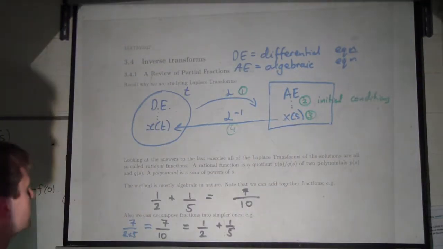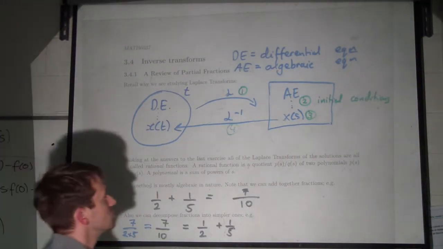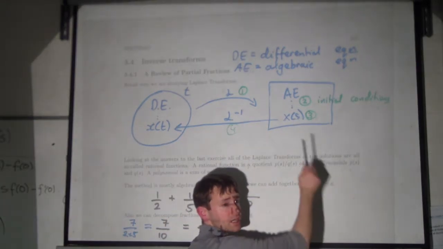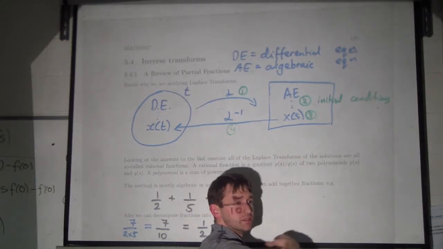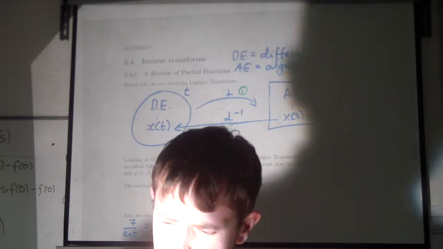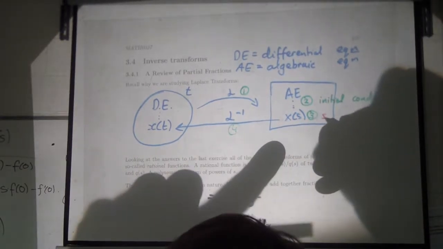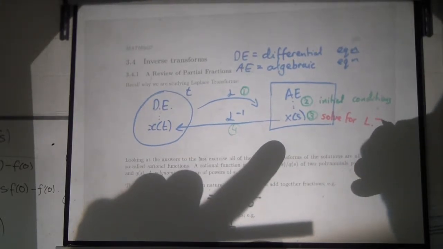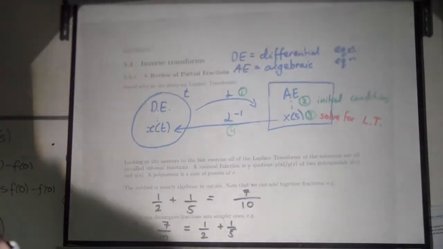Okay. So step 1 is taking the Laplace transform, step 2 is doing initial conditions, we'll see that in the question, and step 3 is solve for the Laplace transform of the solution. I'll just write it there. Now this is page 105. Solve for, say, the Laplace transform. Page 105.